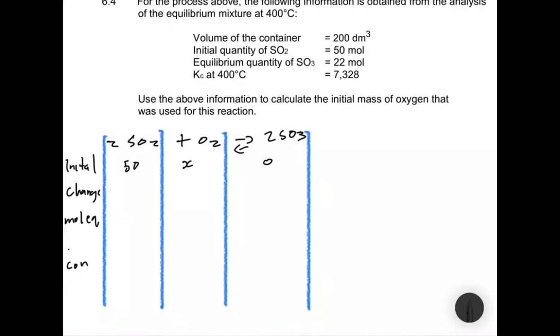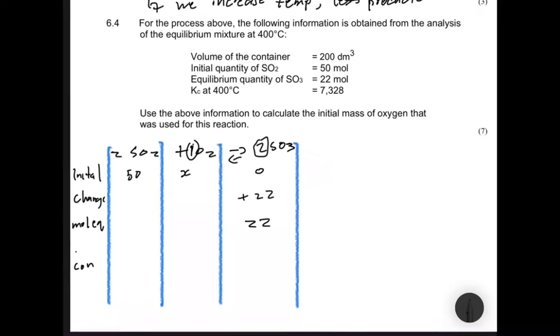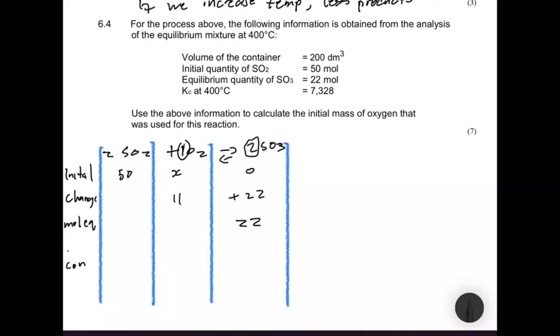So at equilibrium for SO2 we have 22, right? So the change here was plus 22. So now we need the change for O2, right? The balancing coefficient here is 2 and here it's 1. We usually don't write it, but we know there's a 1 here. So we basically divide 22 by 2, which will give us 11, right?